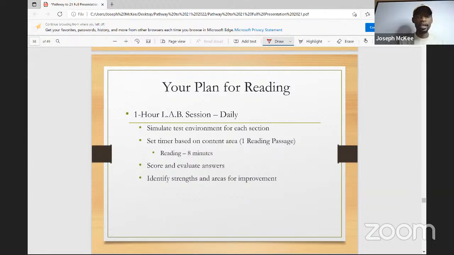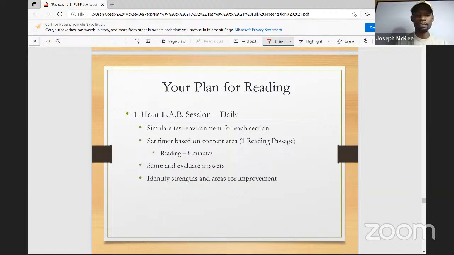And as always, identify your strengths and your areas for improvement. So the way you improve on reading is to take multiple practice tests, identifying which passage you're the strongest in, understanding the order of difficulty, making sure you use the process of elimination to get rid of the wrong answers, and then choosing the best answer that is left. And you'll be able to get through reading.